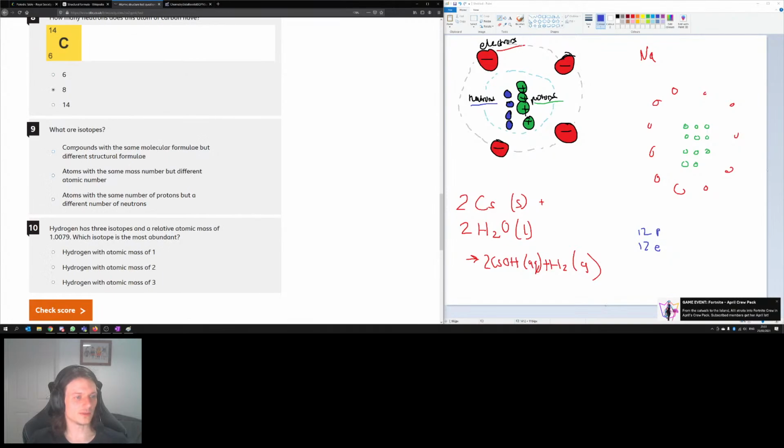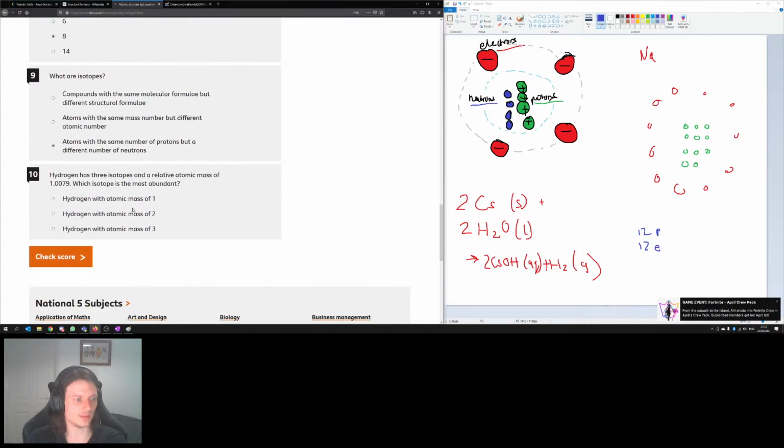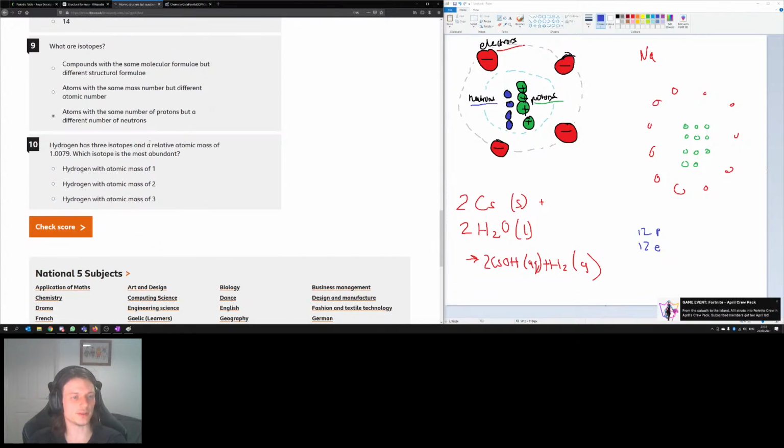What are isotopes? Compounds with the same molecular formulae but different structural formulae. Atoms with the same mass number but different atomic number. No. Atoms with the same number of protons but a different number of neutrons. Yep.